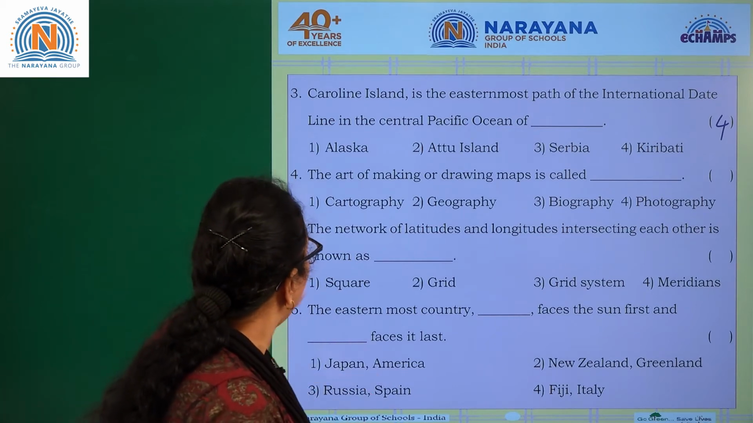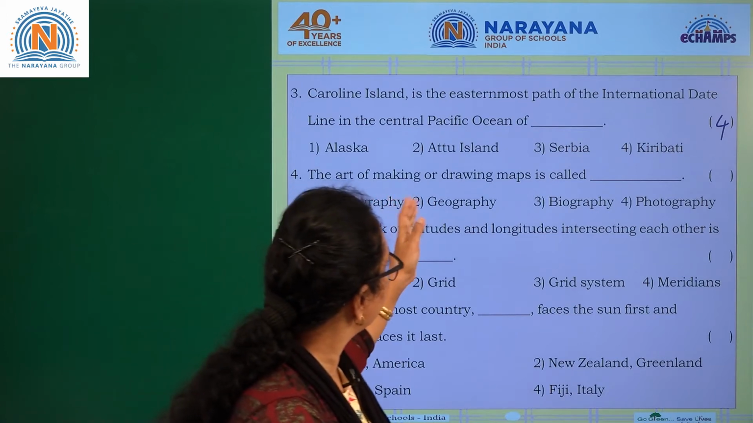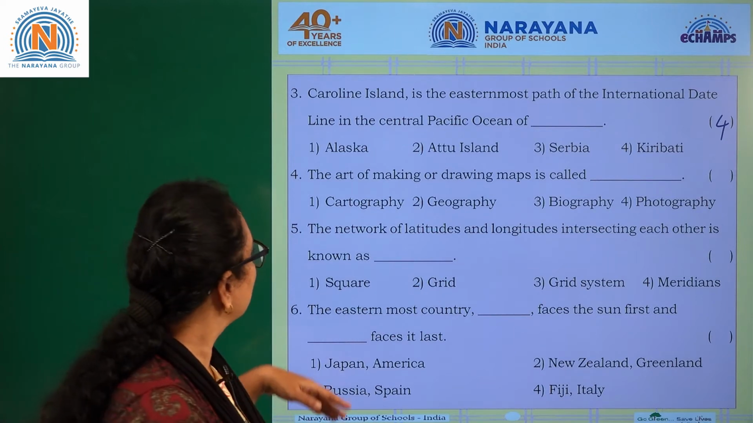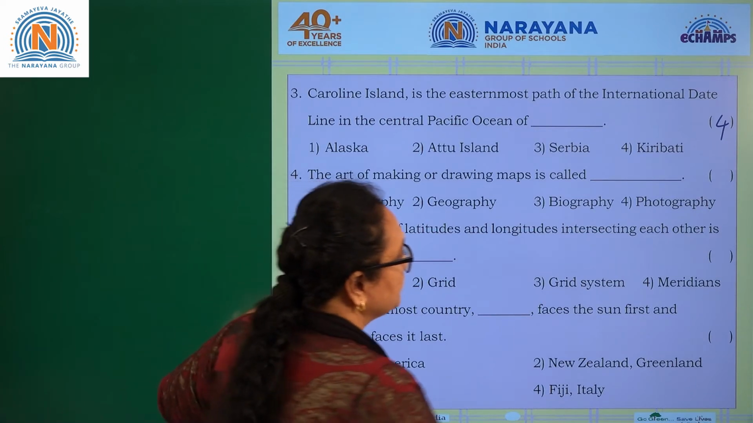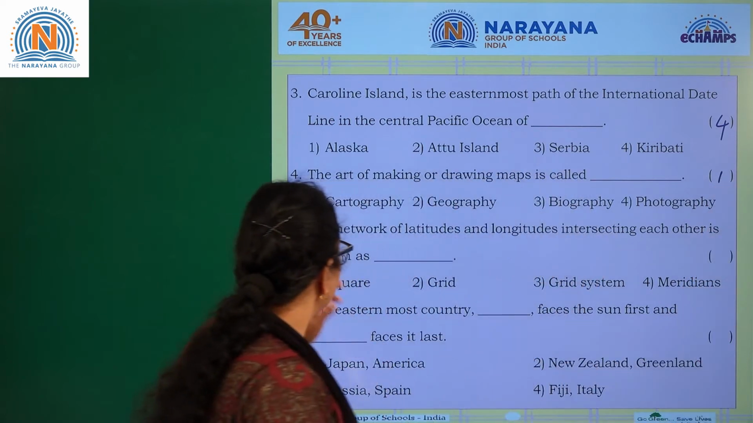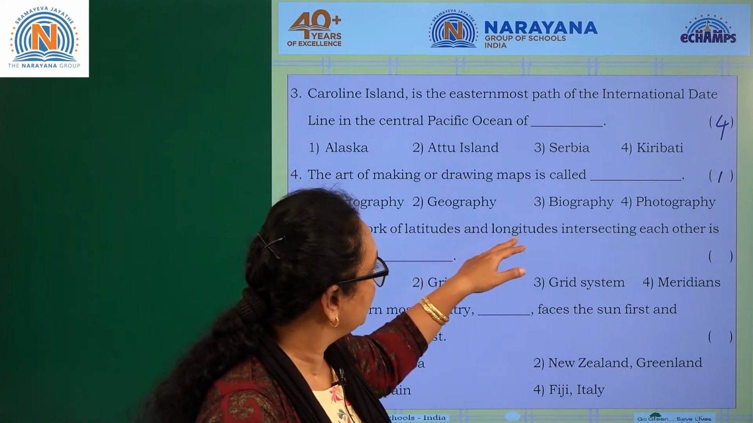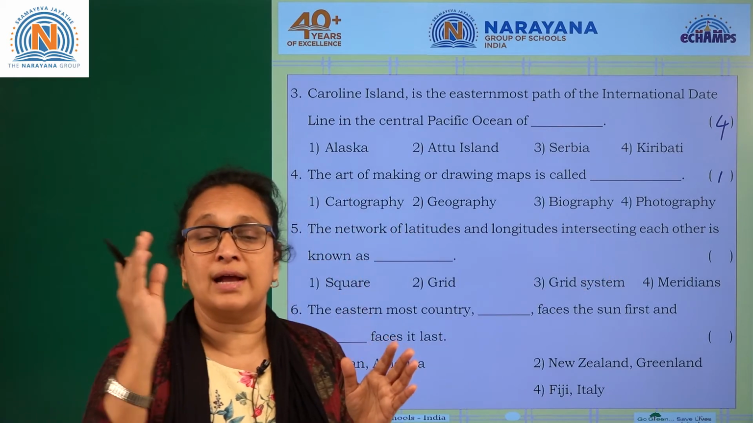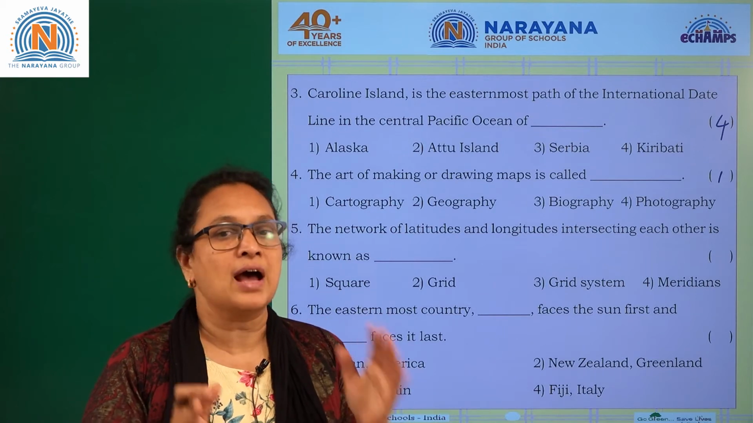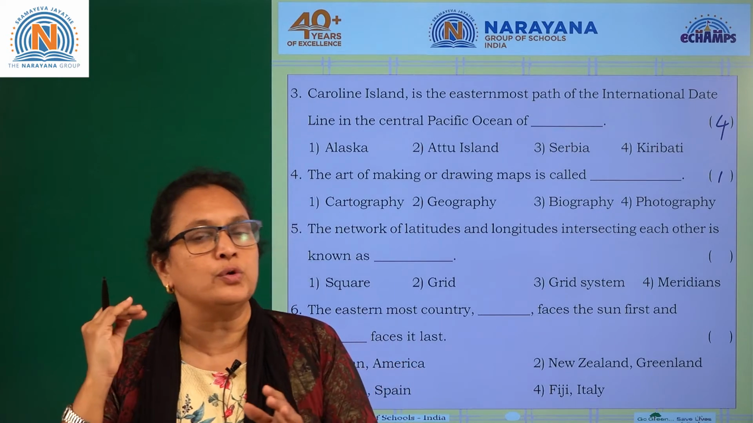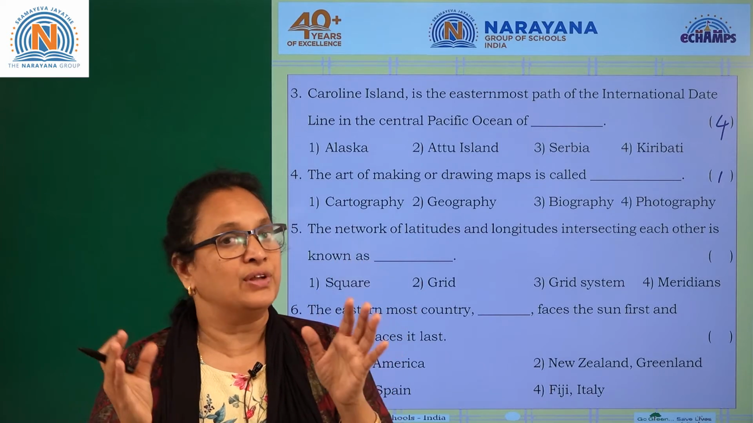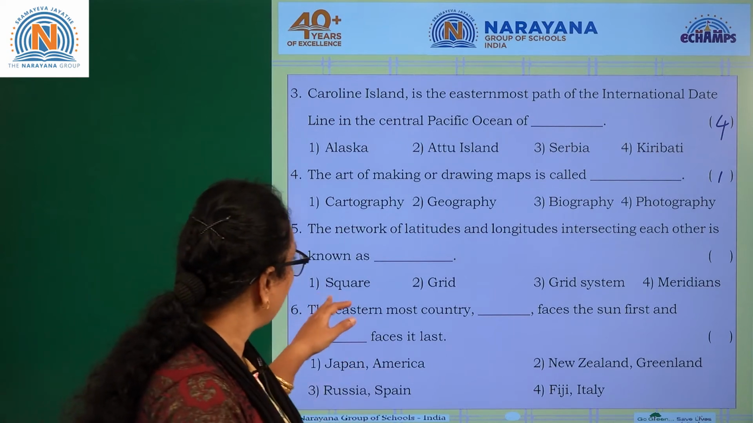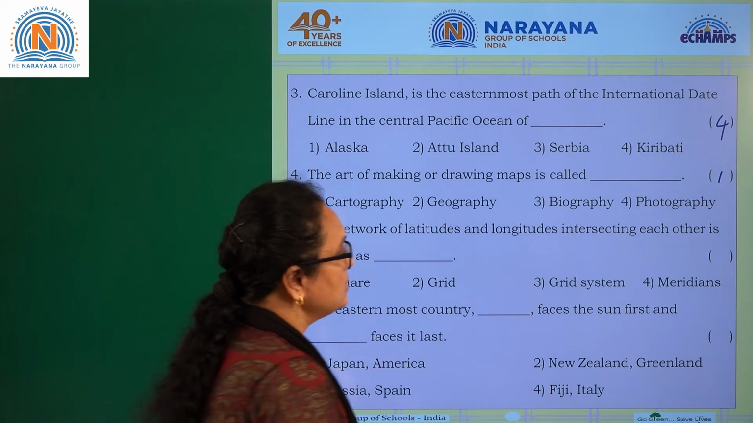Okay. Now coming to the fourth one, the art of making or drawing maps is called cartography. So cartography, 1 is the answer. The network of latitudes and longitudes intersecting each other is known as a grid system. If they ask you the intersection of latitudes and longitudes, then you have to go for the grid. But when they are talking about the network, so many latitudes and longitudes, okay. So square, grid and grid system. So 3 is the answer.